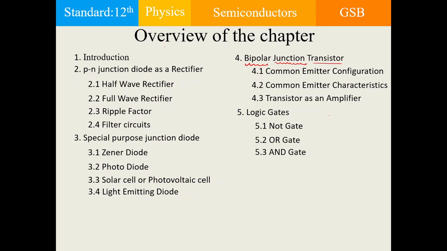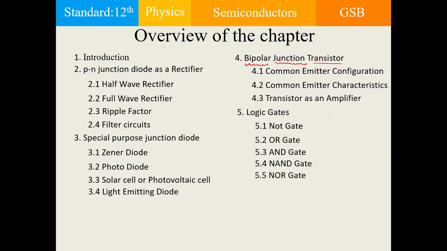If any one of the inputs is low, then the output of the AND gate is low. The next is the NAND gate. The NAND gate is the opposite of the AND gate. That means if all the inputs are low, then only the output is high. If any one of the inputs is high, then the output is low. So this is the opposite of the AND gate.